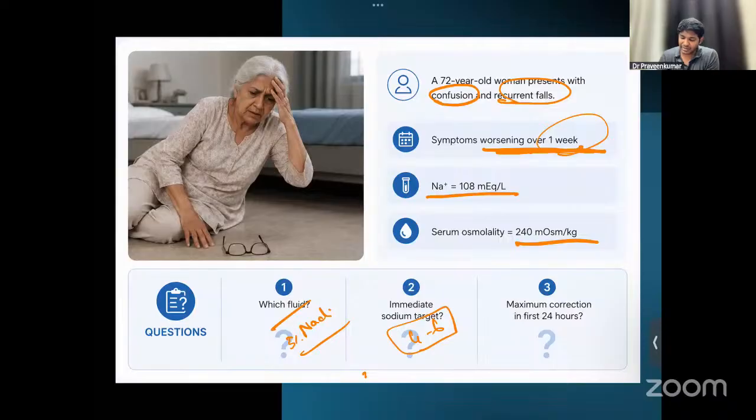So what is the maximum correction in the first 24 hours? Once again, it is 4 to 6 only. That's all. So this is how you treat. Now you know which fluid to choose.